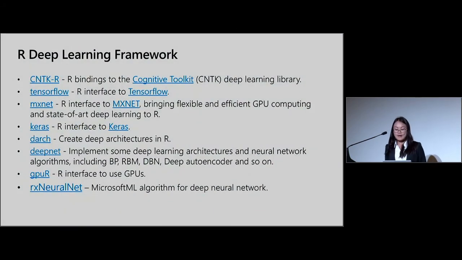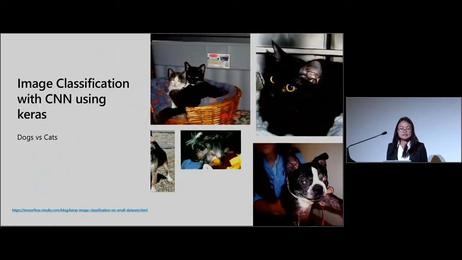Nowadays, there are many R packages available which enable us to build deep learning models. For example, we have MXNet, CNTK R, TensorFlow, Keras, and the RxNeuralNet, which is provided by the Microsoft Machine Learning Server. Today, we will be only focusing on a very simple sample model pack, image classification with a convolutional neural network using Keras. The model pack is actually built on top of the RStudio tutorials.